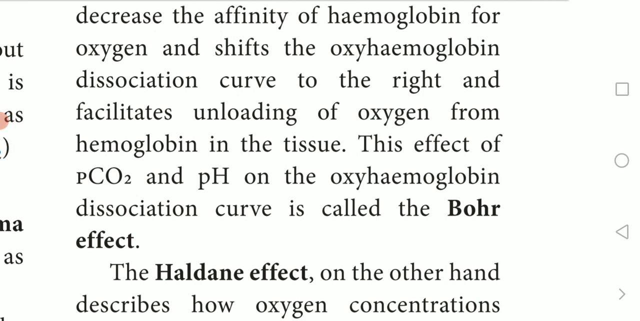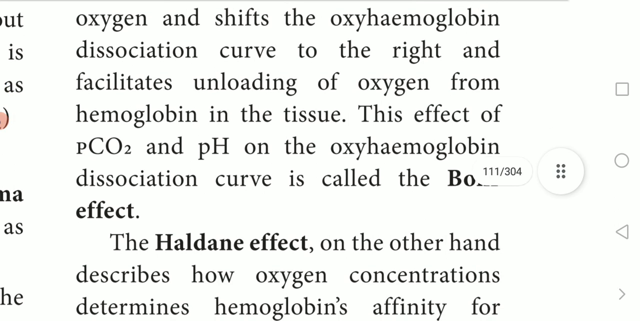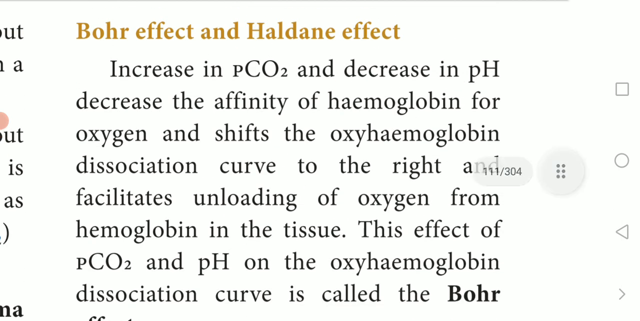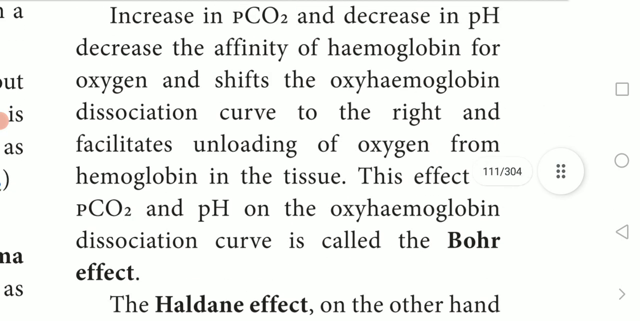Okay, so once the oxygen and hemoglobin are separated, the cells can get more oxygen. This effect of partial pressure of carbon dioxide and pH on the oxyhemoglobin dissociation curve is called the Bohr effect. So this is what we call the Bohr effect. This is important, 3 marks.